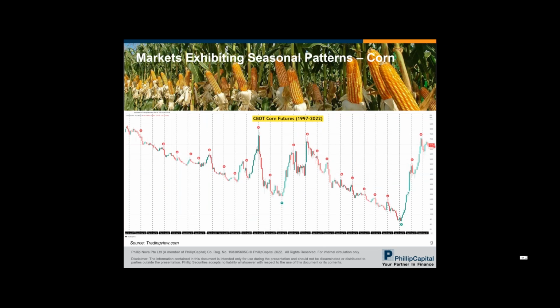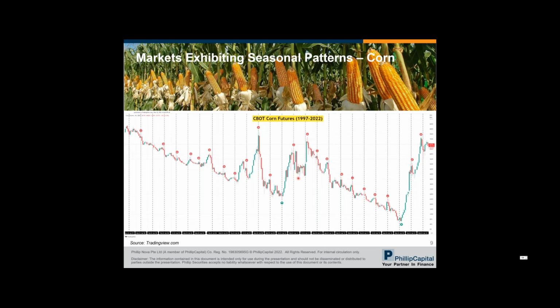Next, we look at corn. Corn is a widely grown agricultural commodity that is used for food, animal feeds, and other industrial purposes. In the United States, corn is typically harvested in the late summer and early fall, which can lead to seasonal patterns in price. In the months leading up to harvest, prices may rise as farmers hold onto their crops in anticipation of harvest time.